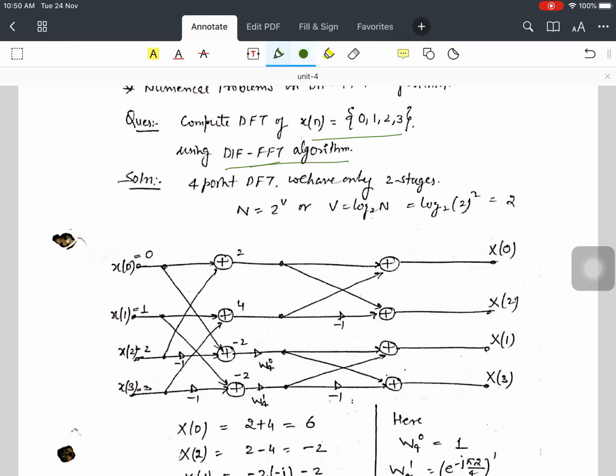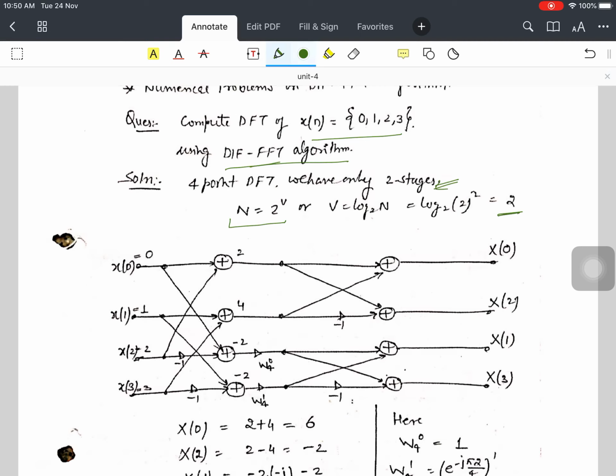Here you can see x(n) is given. The number of points in x(n) is 4, so it is a 4 point DFT. For a 4 point DFT we have only 2 stages, because N equals 2 to the power v and v equals log base 2 of N, which for 4 is 2. So only 2 stages are required.